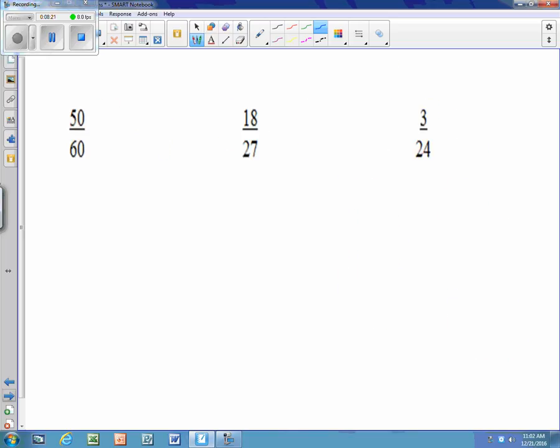So here we have 50/60ths. 50/60ths, I see that 50 cannot go into 60. But when I look at those two numbers, I think 10 can go into both of them. So we're going to try that. And I end up with 5/6, and that is the smallest that I can go.